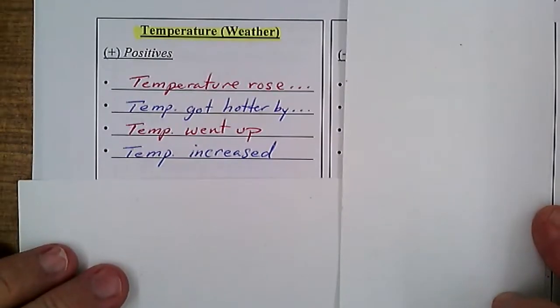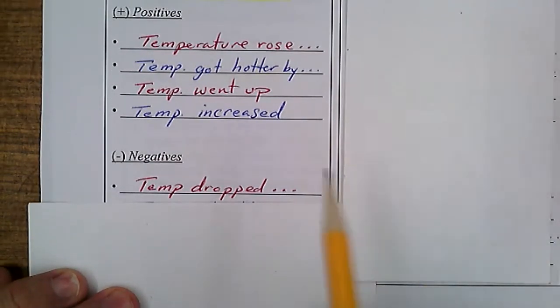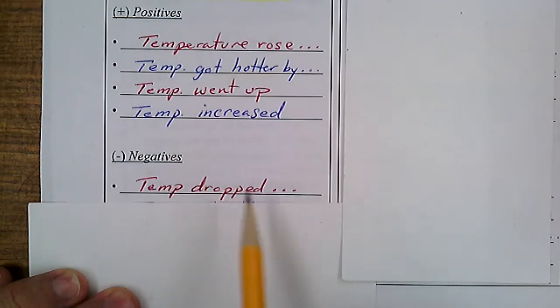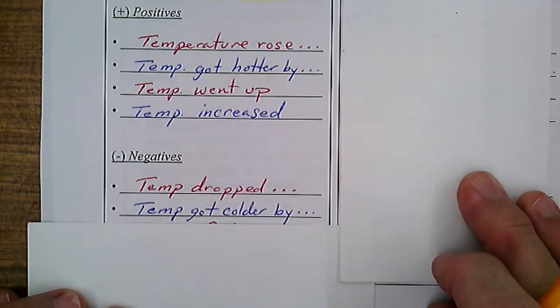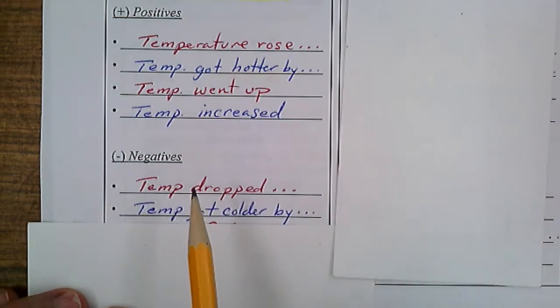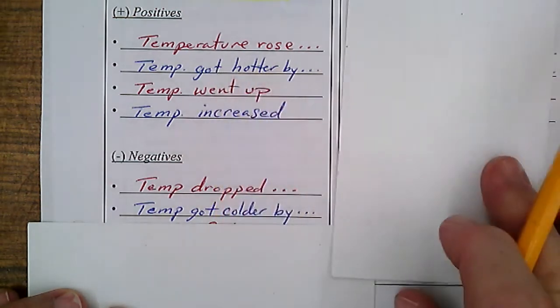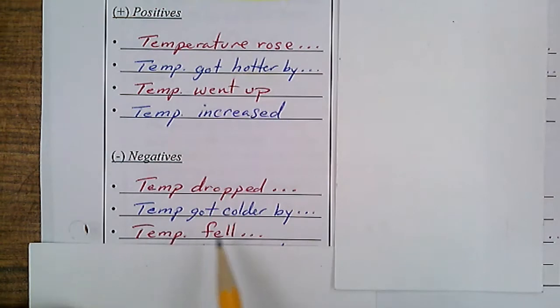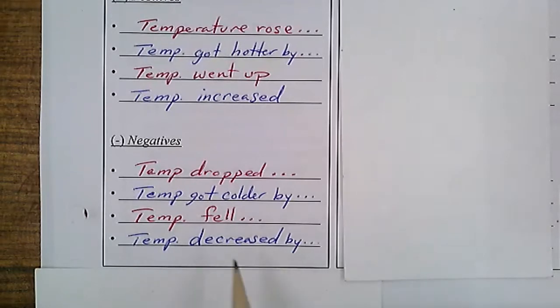And then some negative concepts, some subtracting. You could say the temperature dropped. This evening, the temperature might drop 20 degrees. The temperature got colder. If the temperature got colder, that means the temperature is dropping. The temperature got hotter, it went up. The temperature fell, another way to say it. You could say the temperature decreased. So these are all subtraction or negative concepts.